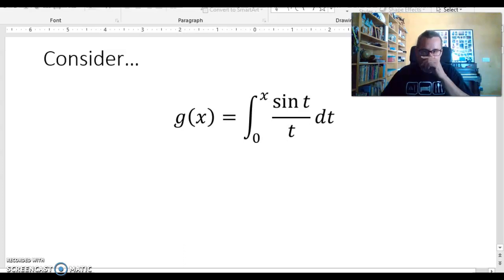Notice the function g of x is defined as an integral function. Specifically, the integral of sine t over t dt from 0 to x. So just in your head right now, I'd like you to think about what is the purpose of g of x in this context. I don't mean in the real world or what everyday application this has. I'm not talking about that. Just from a purely mathematical perspective at this moment. As you look at this function, g of x serves what purpose?